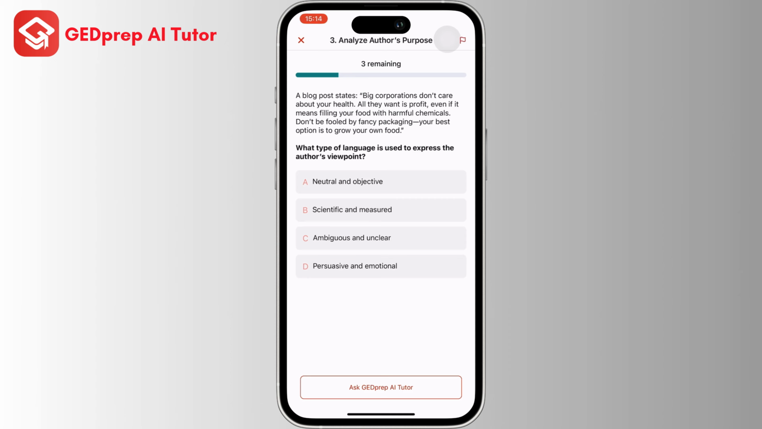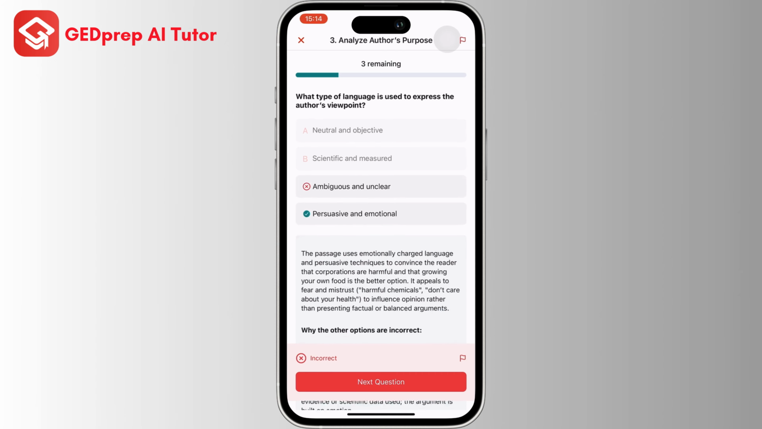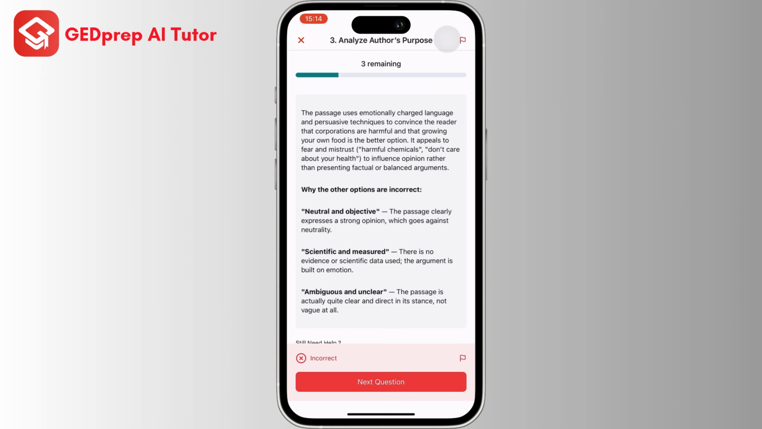The correct answer is persuasive and emotional. Explanation. The passage uses emotionally charged and persuasive language to convince the reader that corporations are harmful and that growing your own food is better. It appeals to fear and mistrust with phrases like harmful chemicals and don't care about your health, rather than relying on balanced or factual arguments.